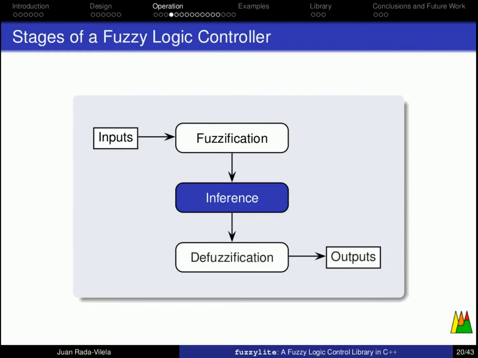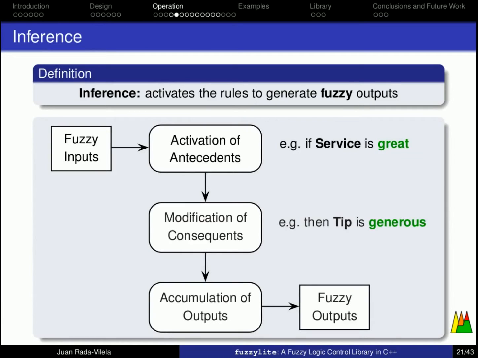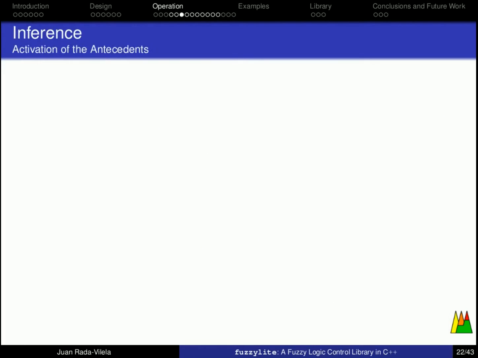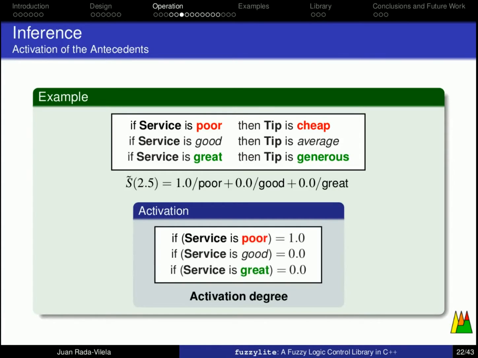The next step is inference, which activates the rules to generate fuzzy outputs. So having the fuzzy inputs from the previous stage, we work first on activating the antecedents, then we modify the consequence of each rule, and finally we accumulate the whole thing together to obtain our fuzzy outputs. The first step is the activation of the antecedents, and considering the example that we have worked so far, taking an input value of 2.5 for the service, we assign the values from the membership functions to each of their corresponding propositions, and ultimately we will have an activation degree for each antecedent.